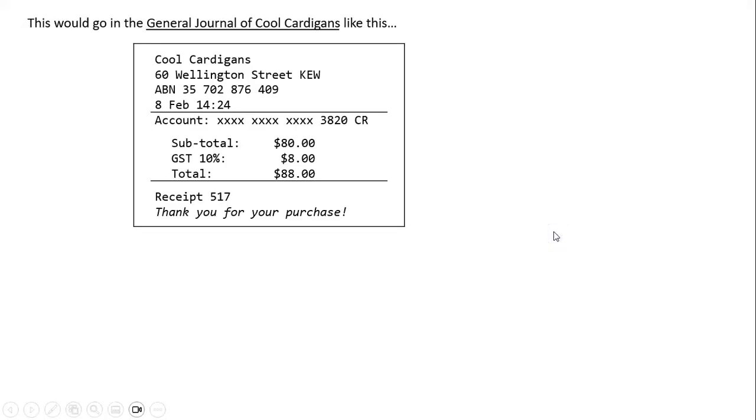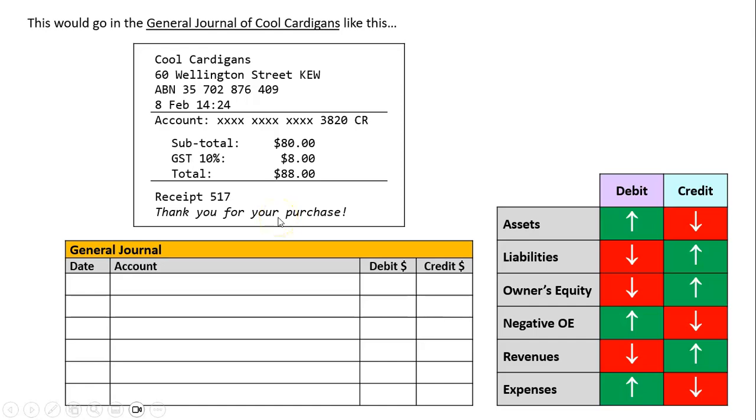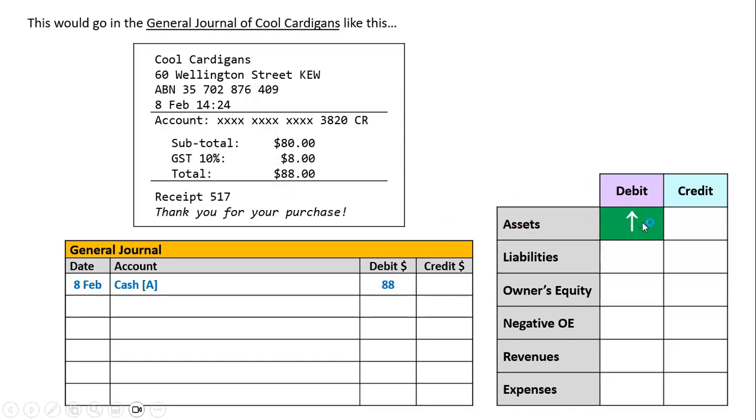The main thing that we want to know is how would this go in the general journal? Well, this must be for a sale, and I know that because it's got GST on it. If this was a customer paying me back, it wouldn't have GST, because that doesn't have our GST on when an account receivable pays me back. So this must have been a sale. So we'll start with the date, 8th of February, which is there. And I'm going to start with the cash or the bank, and that's an asset going up by $88 total. So when an asset goes up, that is a debit.